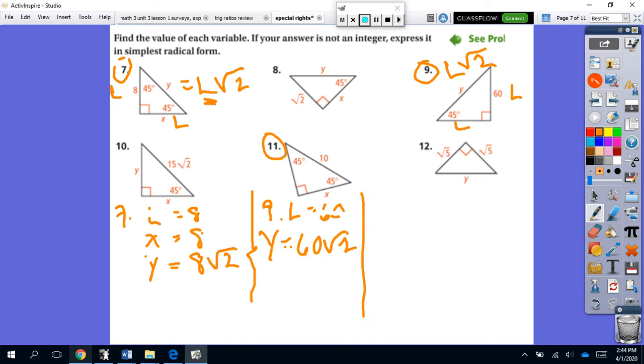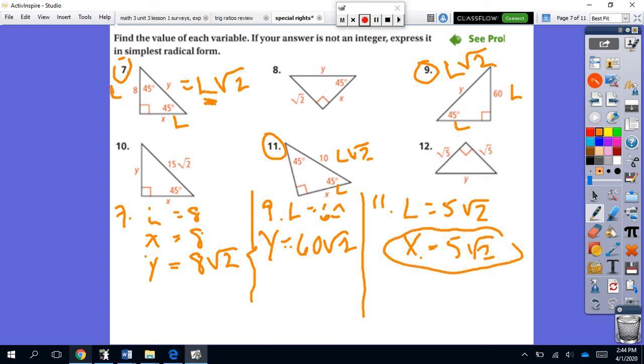Number 11, now you're going to have to rationalize that denominator. So 11, we just did this one because it's 10 again. So you should have already remembered how to do it. So this is L, and this is L square root of 2. We know from the problem on the previous page that L is going to be 5 square root of 2. So x is 5 square root of 2.